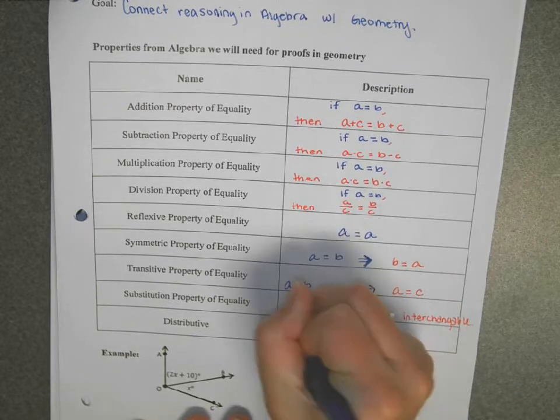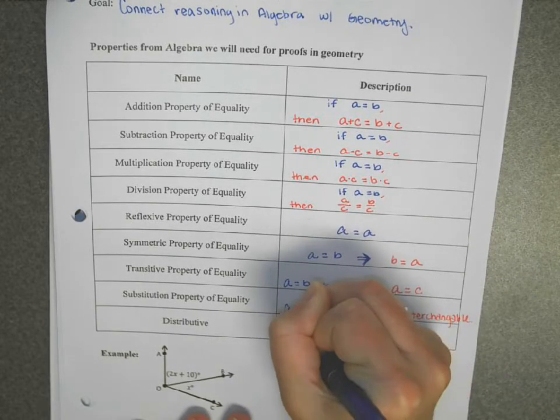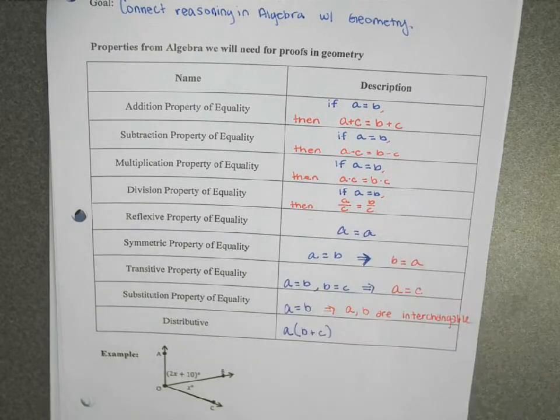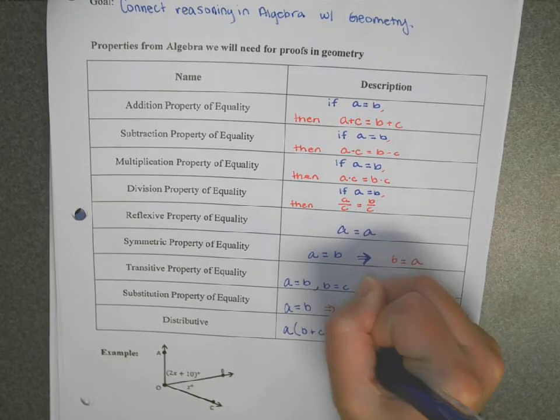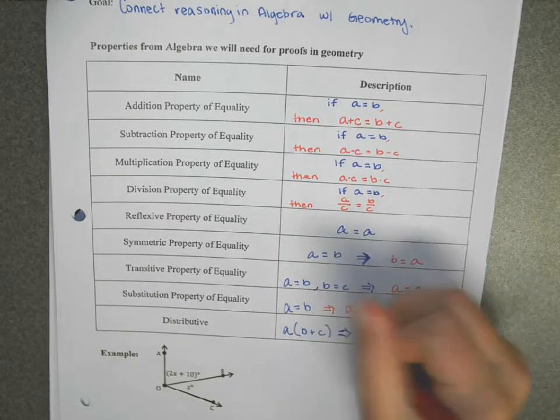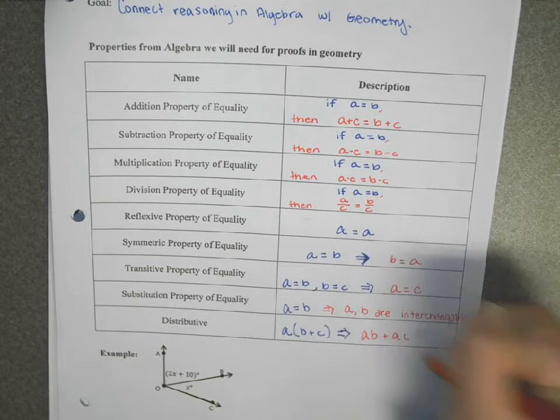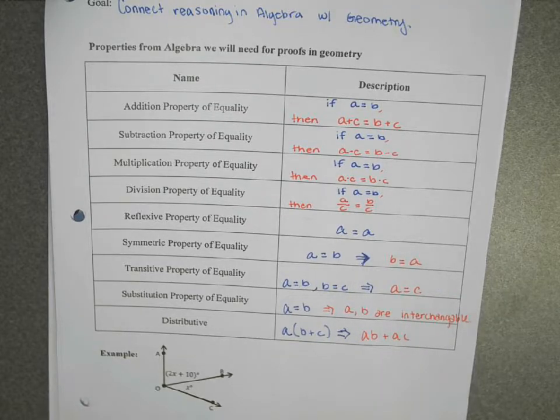And the distributive property says that if you have something times a sum, okay, you have something times the sum of another two numbers, then this would be the same thing as A times B plus A times C. Does that look familiar? Okay, good. Okay, that's just the distributive property of equality.